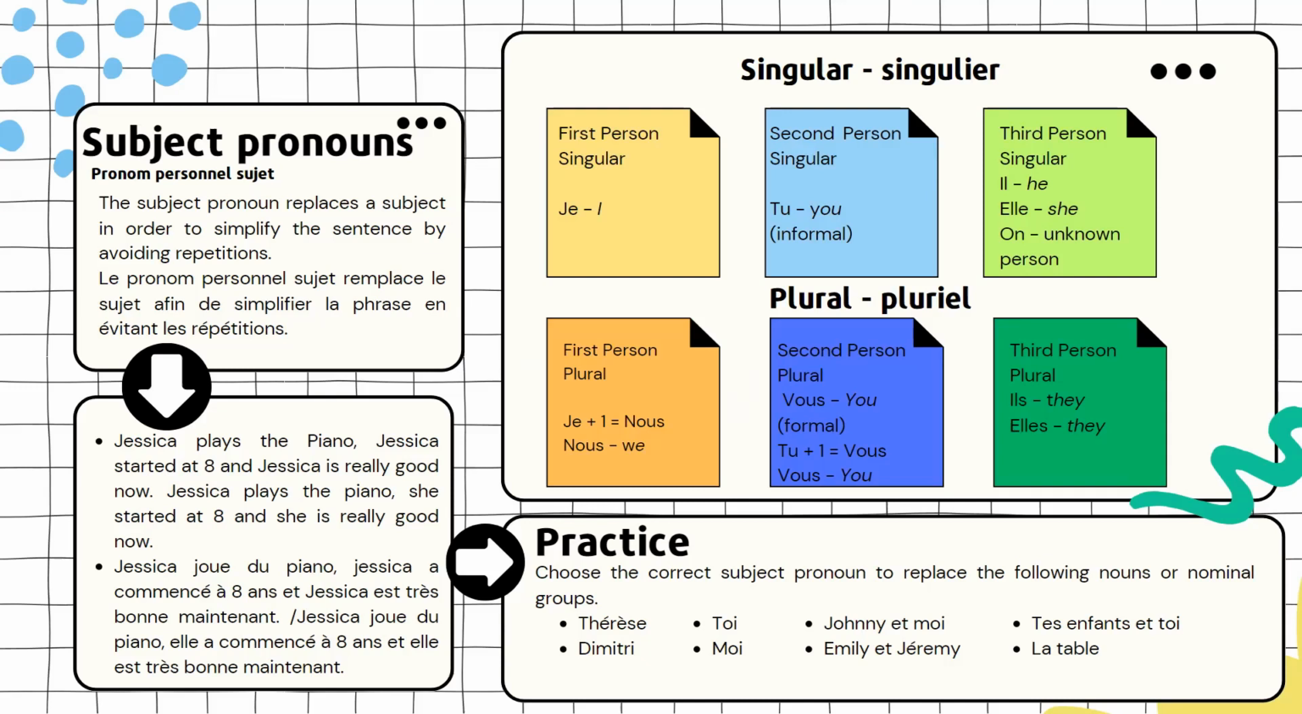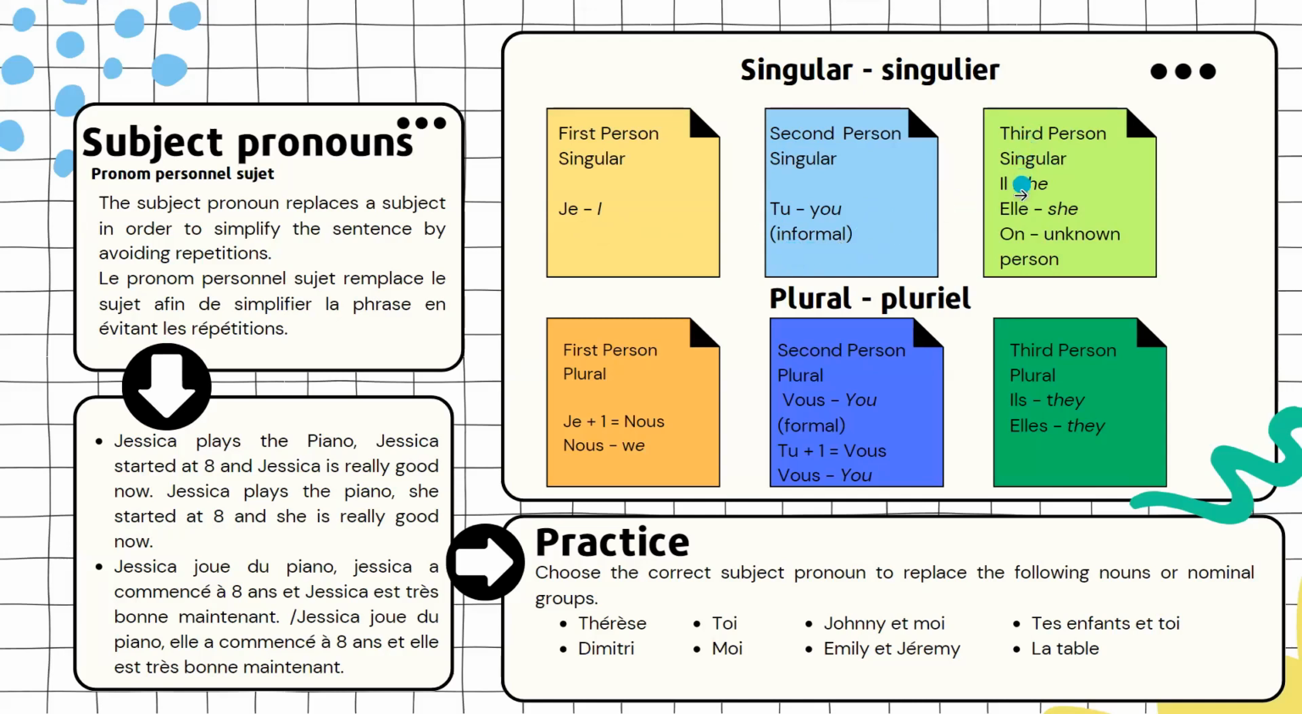So, let's dive in. The subject pronouns are divided in two categories. Singular, plural. First person singular, we always start counting with ourselves. Je, I. Second person singular, the person in front of you. Tu, you. To be noted that this is very informal and it's mostly used with people that you already know.